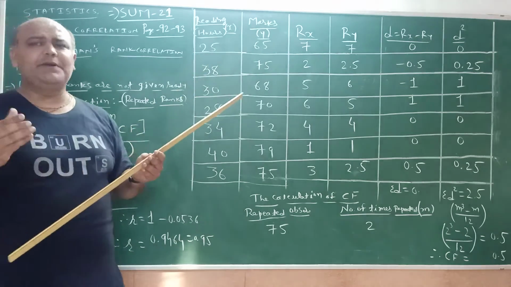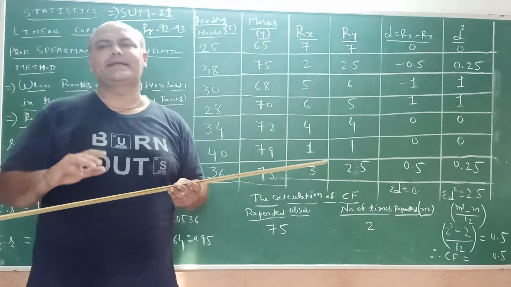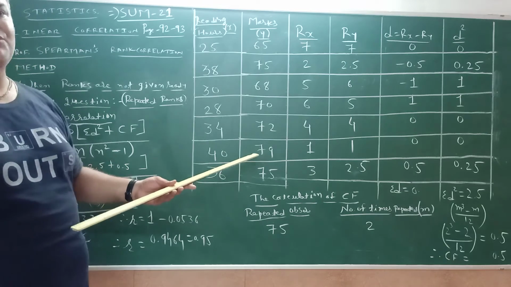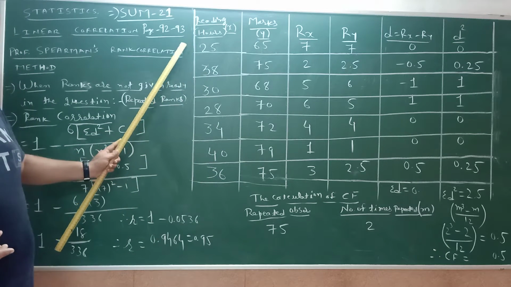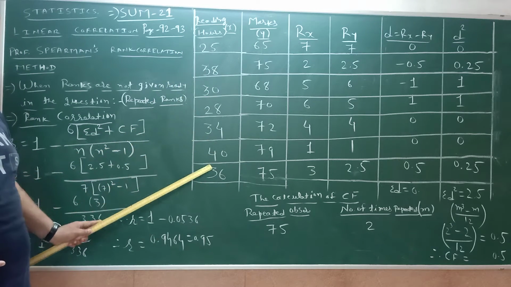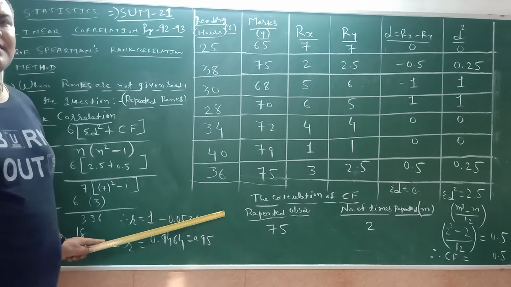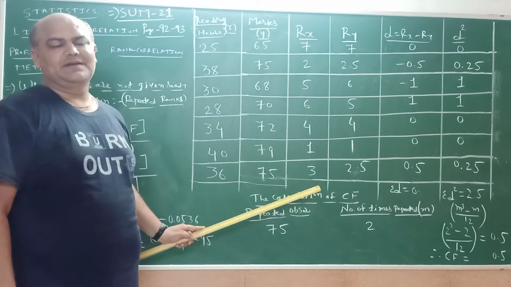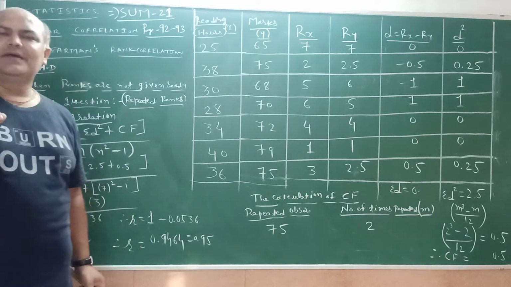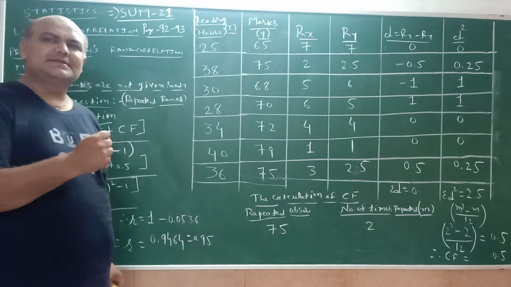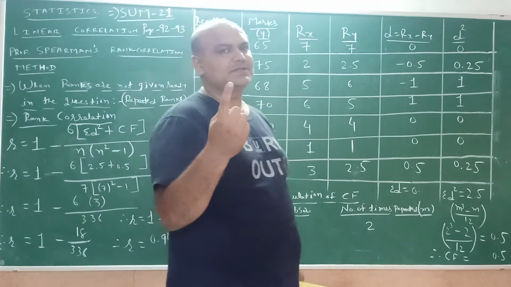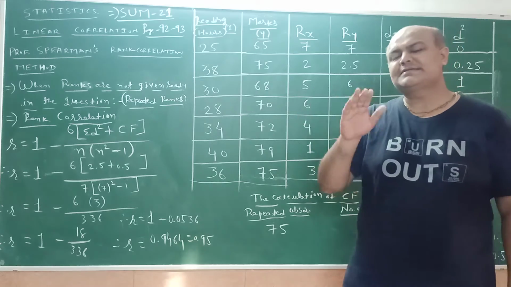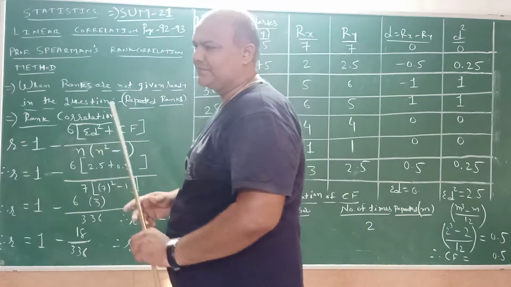There is no repetition in the variable X. All the numbers come one time. Ranks 1, 2, 3, 4, 5, 6, 7. Total 7 numbers are there and 7 ranks are here also. So in this way we can give the ranks: the highest hours first rank, next highest second, third highest third, likewise.